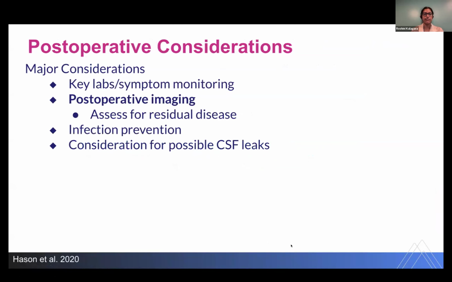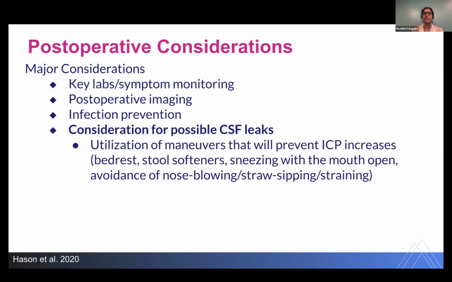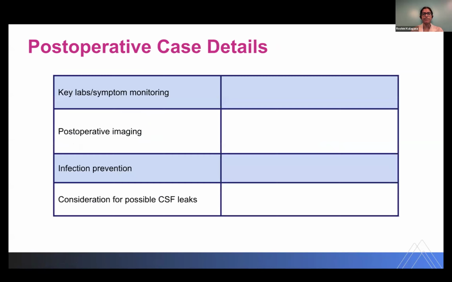Next, we'll have to complete postoperative imaging to assess for any residual disease. For infection prevention, we need to consider any prophylactic antibiotics. And then we need to have a consideration for looking for possible CSF leaks and utilizing the maneuvers listed here to potentially prevent increases in ICP.